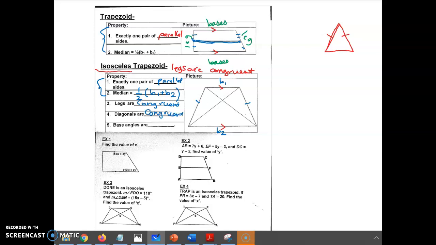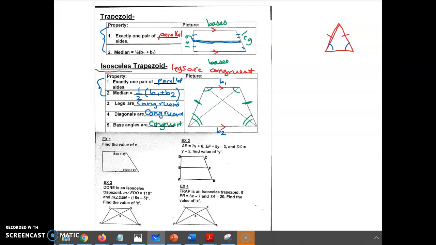If we remember with our isosceles triangles, we knew that if these sides were congruent, then these angles also had to be congruent. Same thing with an isosceles trapezoid. If these legs are congruent, then this angle has to be congruent to this angle, and also this angle has to match up to that angle. We call those our base angles, and those are also congruent.